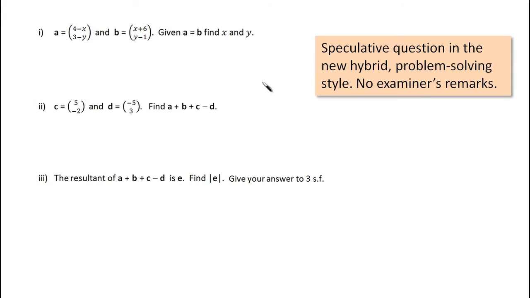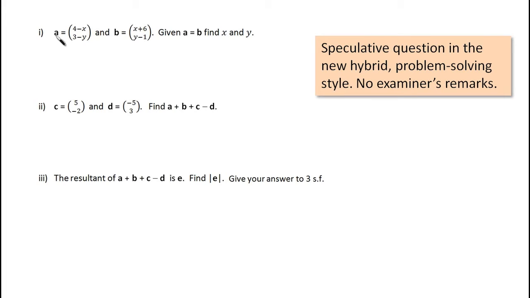So here we have a speculative exam question in the new hybrid problem solving style, which gives us an alternative to the standard past papers which only show a certain kind of application of vector analysis. So in this question we're going to just be doing some vector arithmetic. There's actually no need to do any geometry at all, and it's simply understanding what a vector is and being able to manipulate it using the values inside the column vector. So let's have a look at part 1.